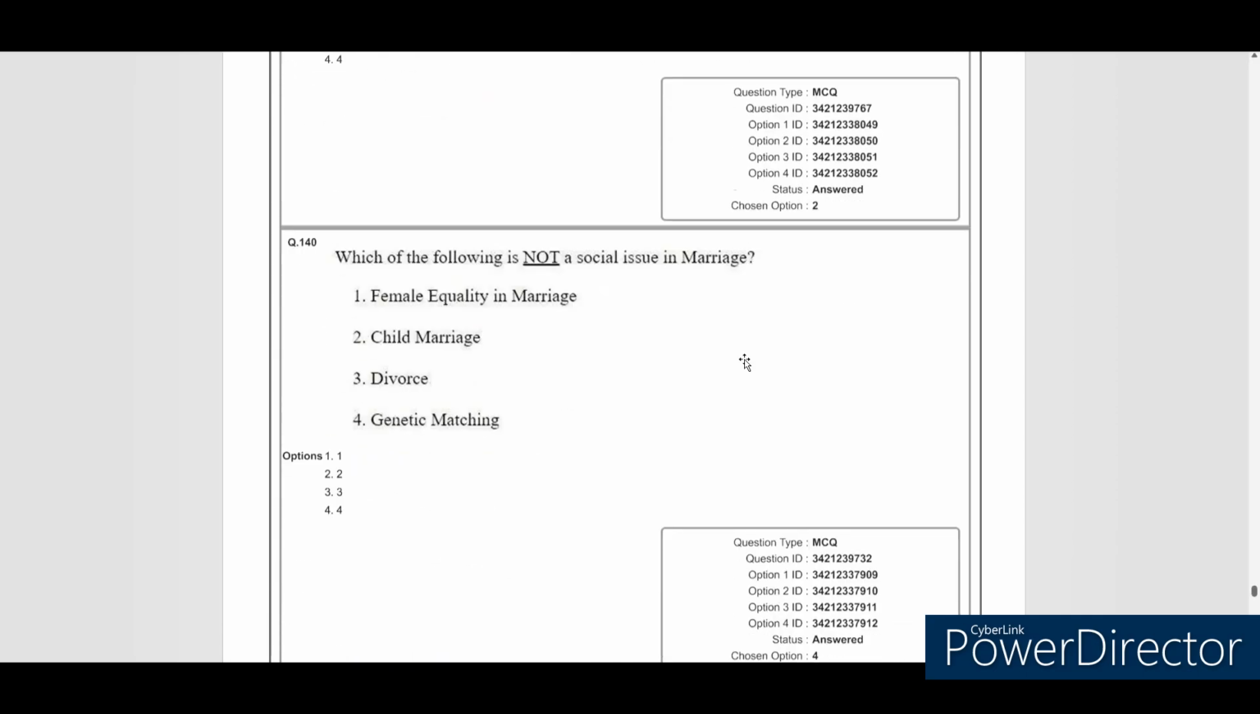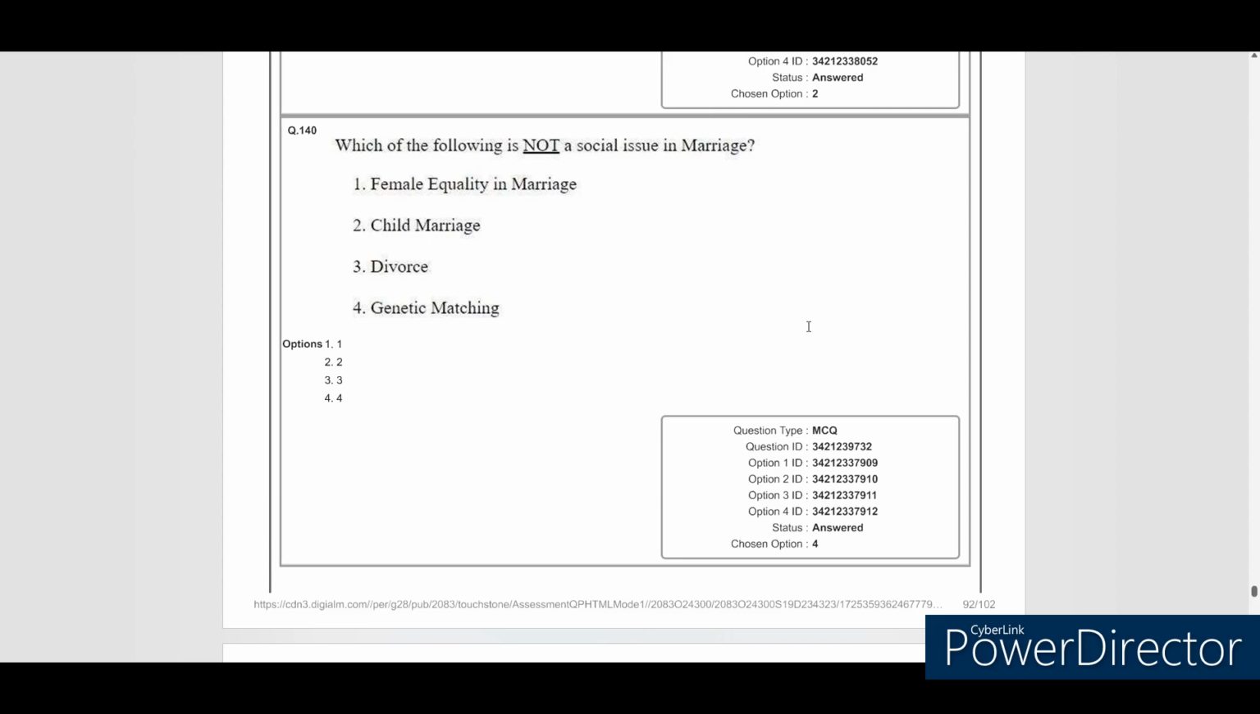Now coming to question number 140, which is also very easy. Which of the following is not a social issue in marriage? Very clear, right? Genetic matching is something which does not come under social issues. So the correct answer should be option 4.